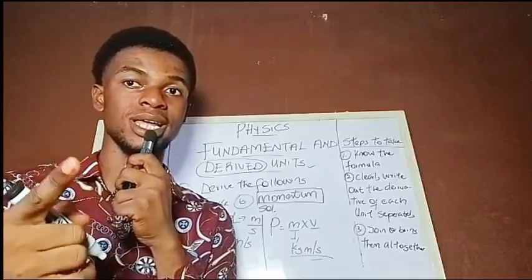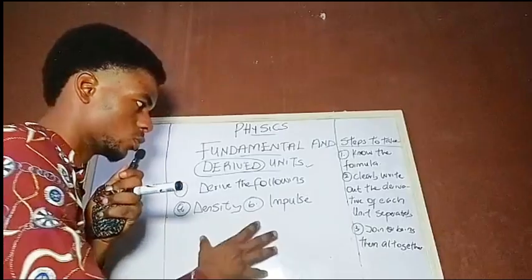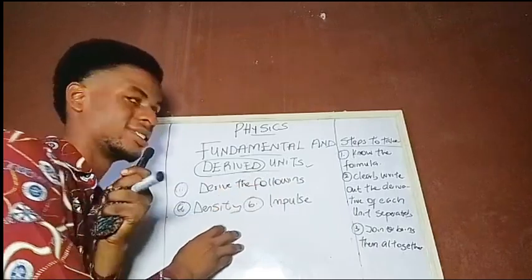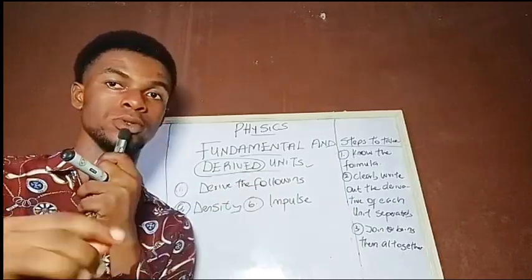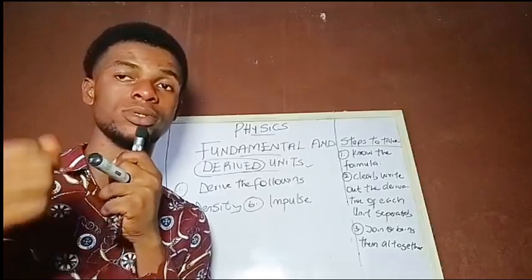Now I want you to do the next one and tell me your answer. This is the question: derive the following, density and impulse. Do this and tell me your answer in the comment section. If you are still confused, let me know.